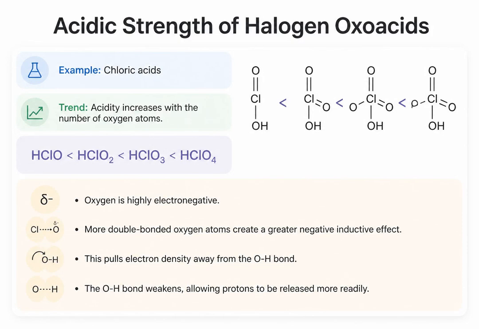What about oxoacids, like the chloric acids? Here the rule is a bit different. The acidic strength increases with the number of oxygen atoms. Oxygen is highly electronegative. The more oxygen atoms present, the more they pull electron density away from the oxygen-hydrogen bond through a negative inductive effect. This weakens the OH bond, making it easier to donate a proton.